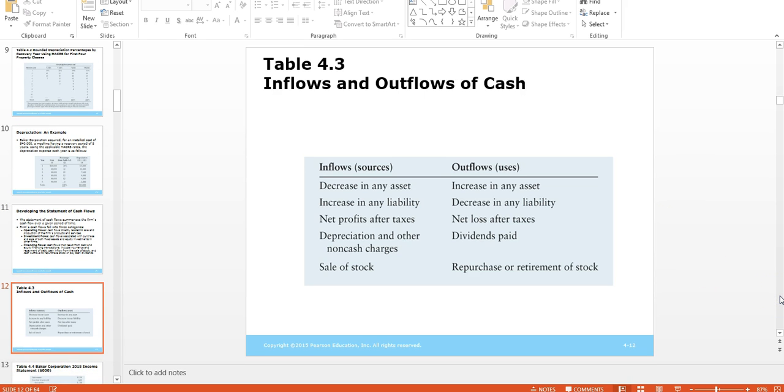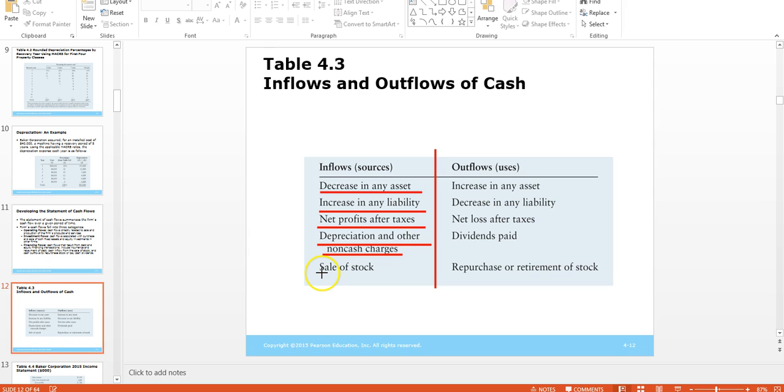Okay, so what I have is inflows and outflows of cash, and here's the inflows on the left, and here's the outflows on the right of this line here. And you'll notice that a decrease in any asset is an inflow, right? Because I bring cash in. An increase in any liability means I write more bonds or debt, so I bring more cash in. My net profit on the bottom line of my income statement, money comes in. And depreciation helps me bring money in, even though it's a non-cash charge.